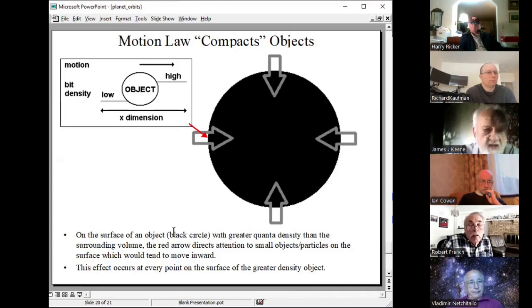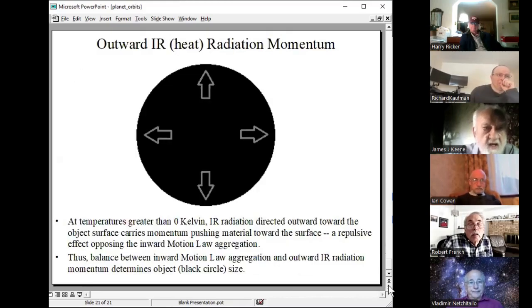And so this is, again, how the object surfaces can form again according to the motion law. And the outward heat radiation momentum, I've already talked about that. I think that's the end.